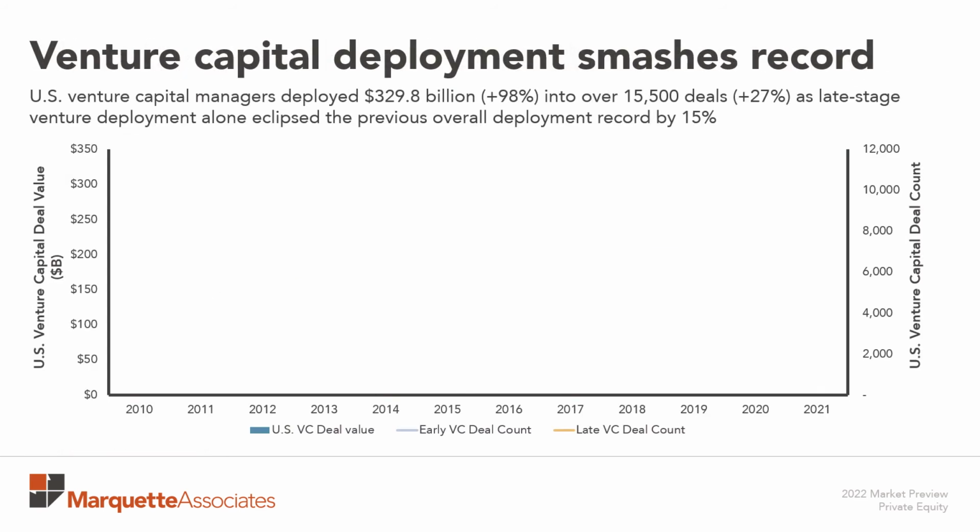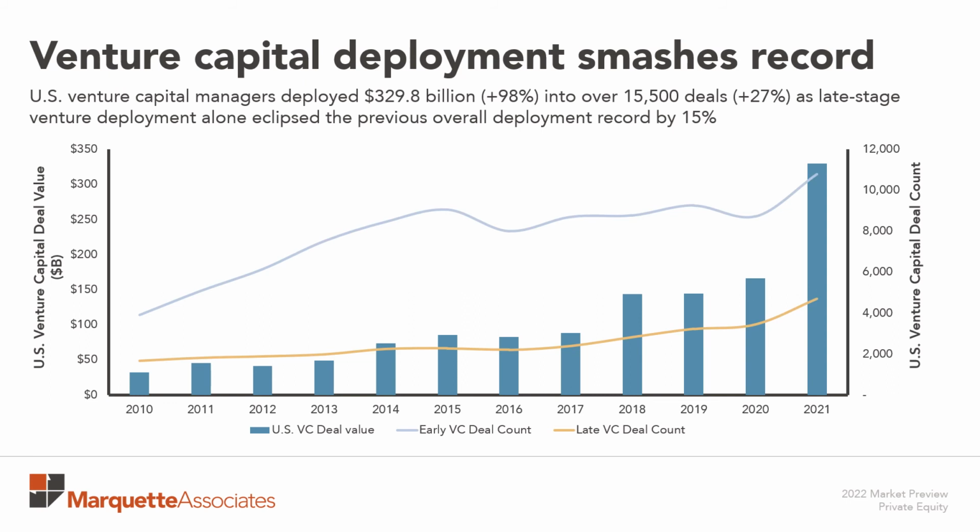The U.S. venture capital market smashed previous records as market deployment doubled to over $330 billion in 2021. Activity was broad across the market, with over 15,500 deals being completed. But the late-stage deployment alone was the standout, eclipsing the previous record for the entire venture capital industry by itself by 15%. This asset class has truly evolved into an institutional asset class capable of deploying considerable amounts of capital to support innovation at private emerging growth companies.